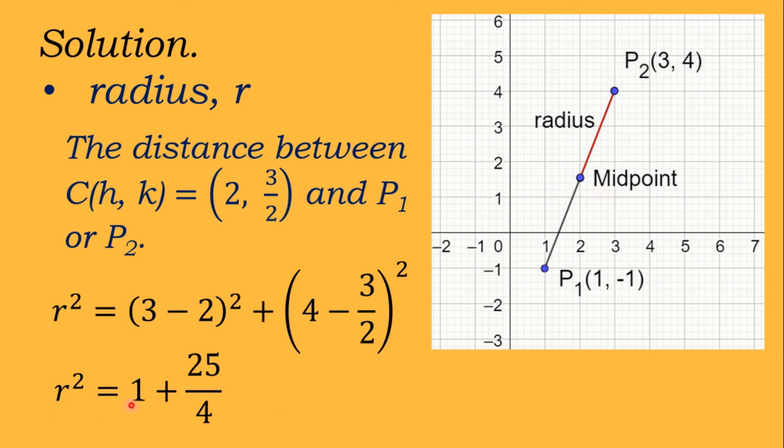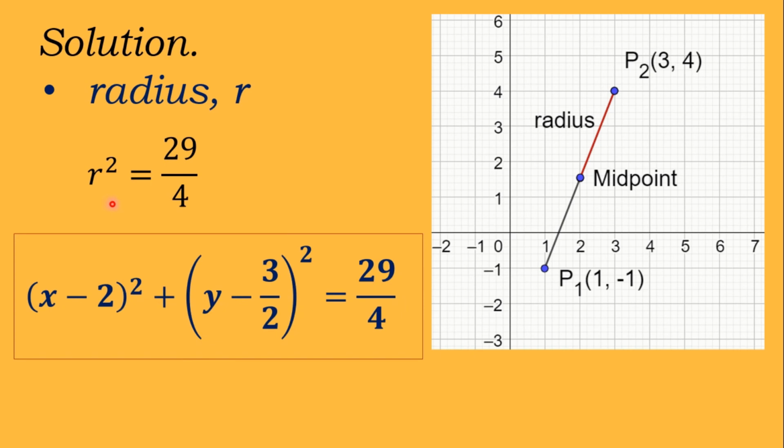R squared is equal to 1, which is from 3 minus 2 squared, plus 25 over 4, which is from 4 minus 3 halves quantity squared. Then we have r squared is equal to 29 over 4. With this, it gives us the equation of the circle in standard form. That is, the square of the quantity x minus 2 plus the square of the quantity y minus 3 halves equals 29 over 4.